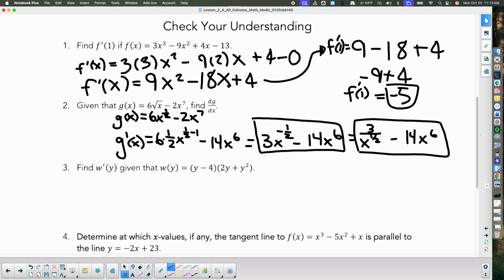The foiling, I didn't even notice it's WY. So what would we get? 2y squared plus y cubed minus 8y minus 4y squared. So those two you can combine together or do the derivative separately. It'll work either way.